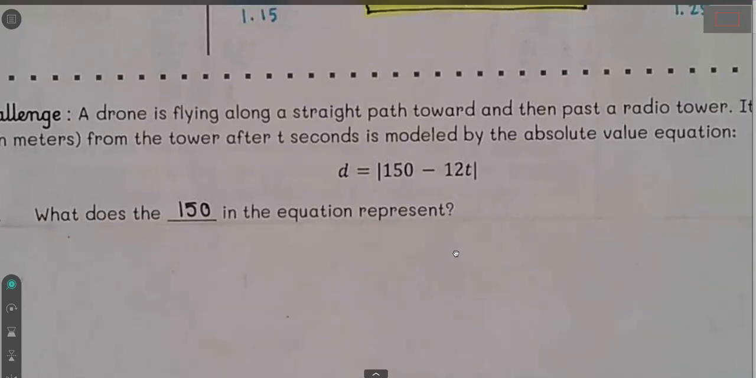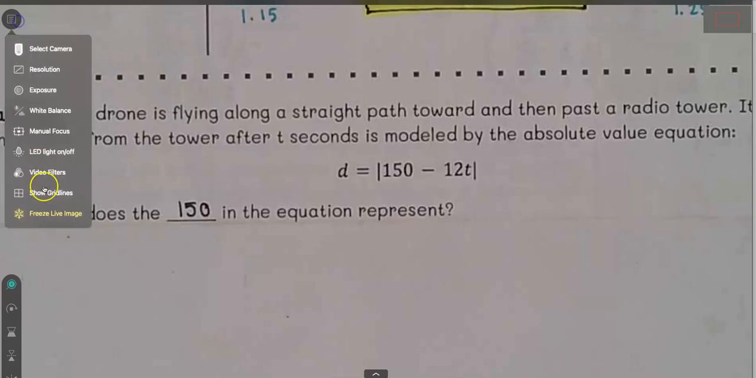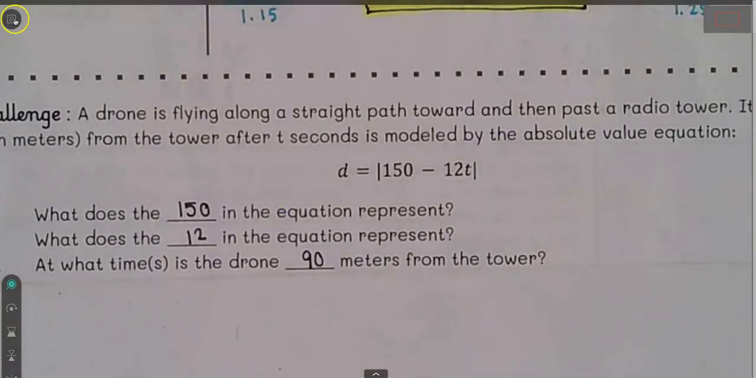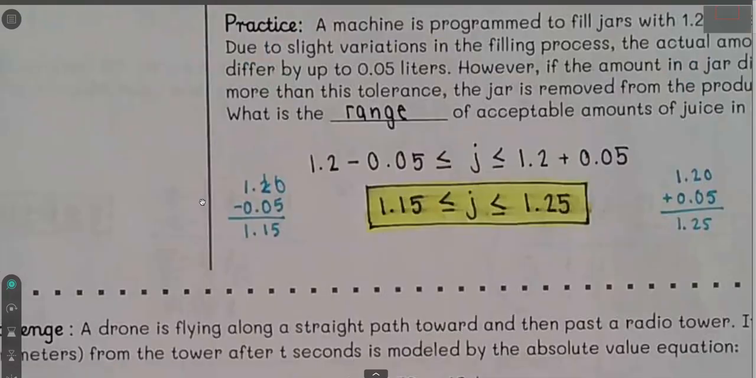Go ahead. Wait, is this like a guess? You can guess, sure. Okay, great. I want to say how many, how long, how far, like distance away from it? No. Say it one more time. Does 150 represent like the distance between? I'll give it to you. It's the starting distance. Okay, great. So 150 is the starting distance from the tower.